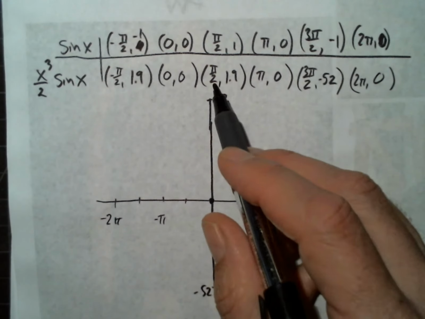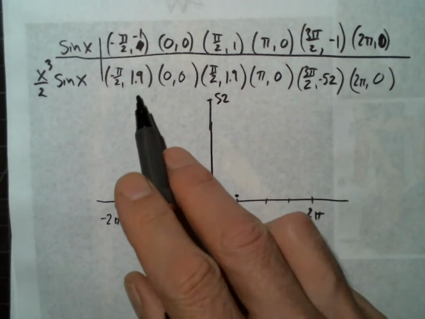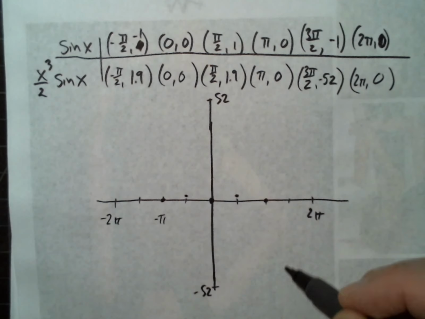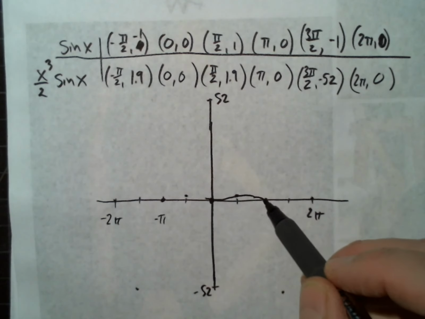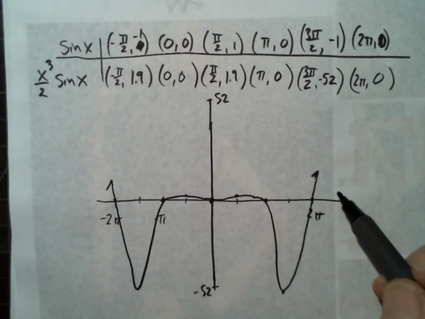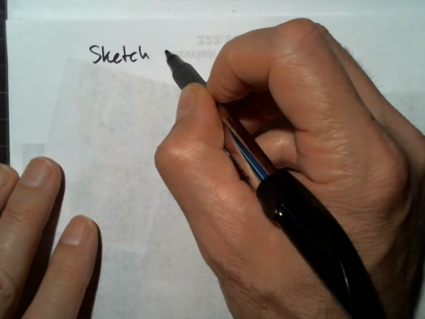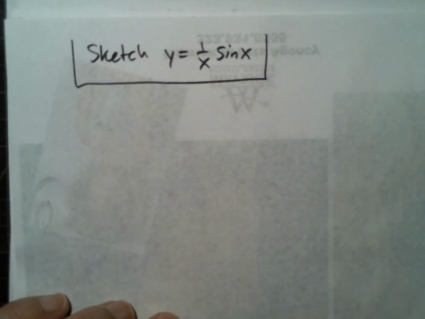so we're at 0, 0. Pi over 2, go to 1.9. And then over here we'll be at 1.9 on both of them. Go back to 0. At pi we're at 0. At 3 pi over 2 go down to -52. And then back up to 0. Alright, pause the video and try that one.